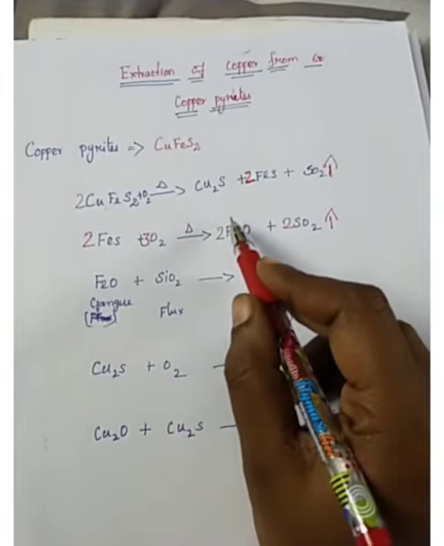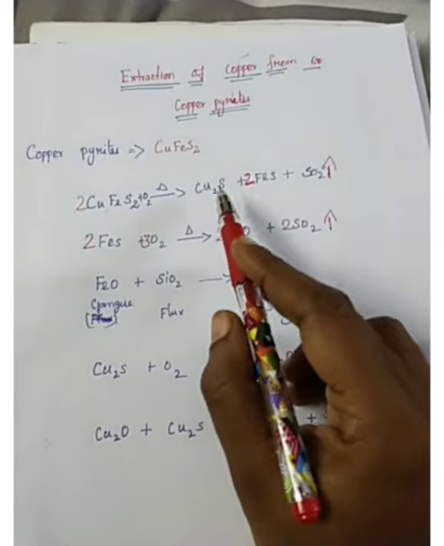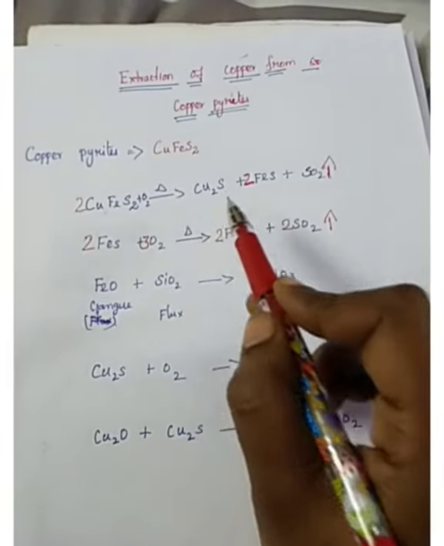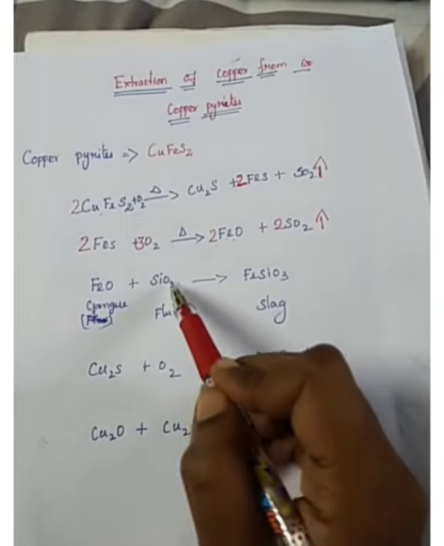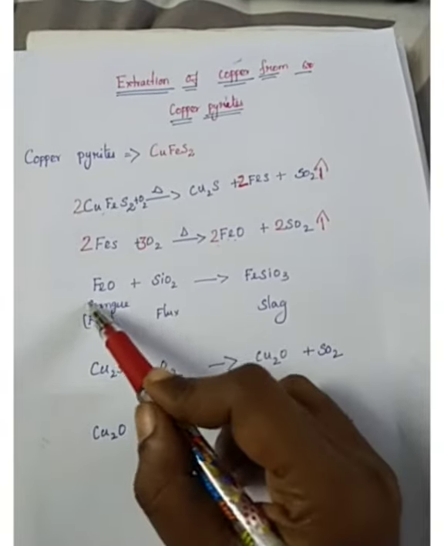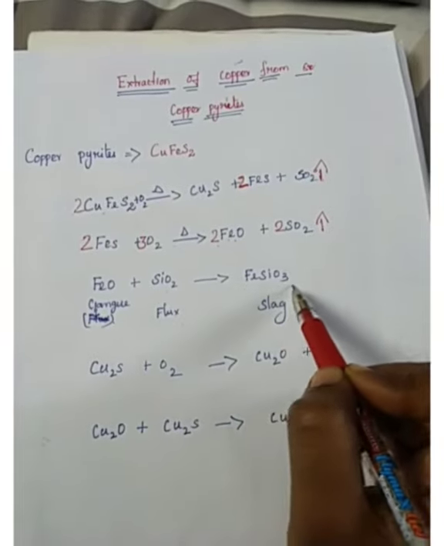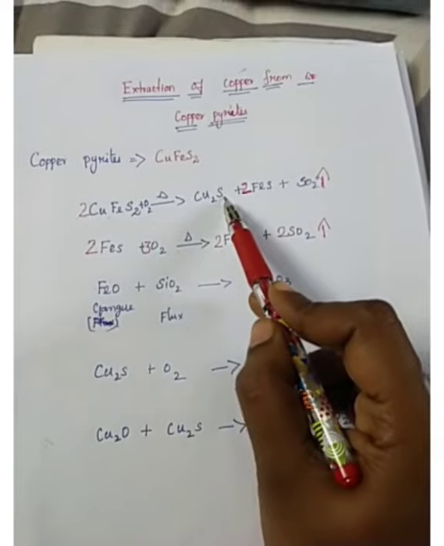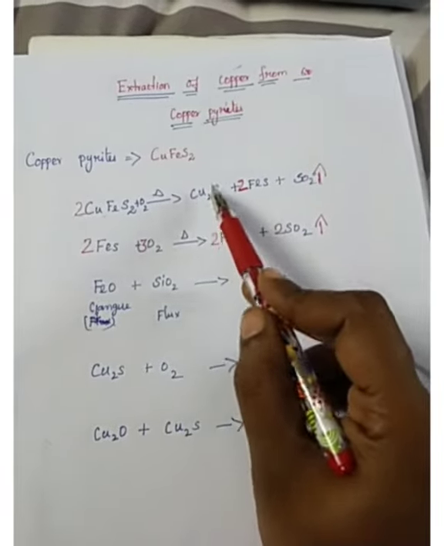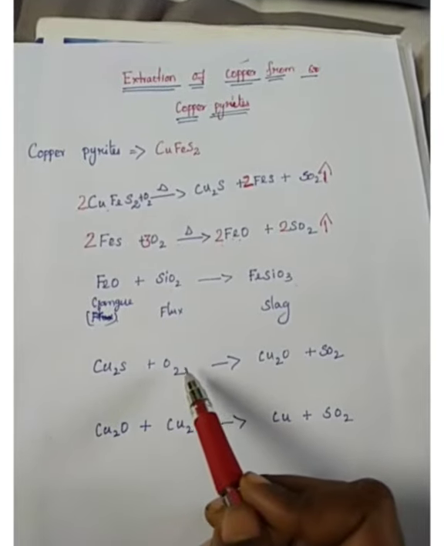This FeO is the gangue present in copper pyrites. So this gangue is added with a suitable flux. Flux is SiO2. So this also mixes and gives a slag, FeSiO3. Next, what is remaining? Cu2S is remaining. From this we are going to separate Cu. This Cu2S is going to react with oxygen.